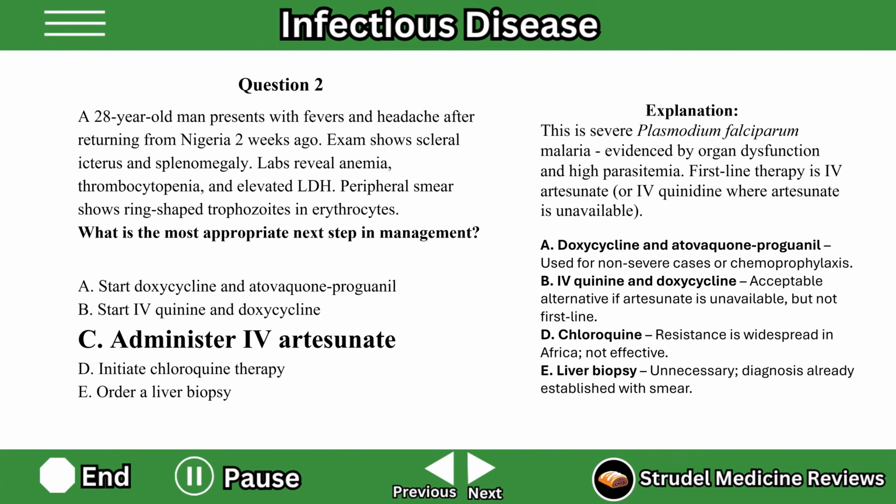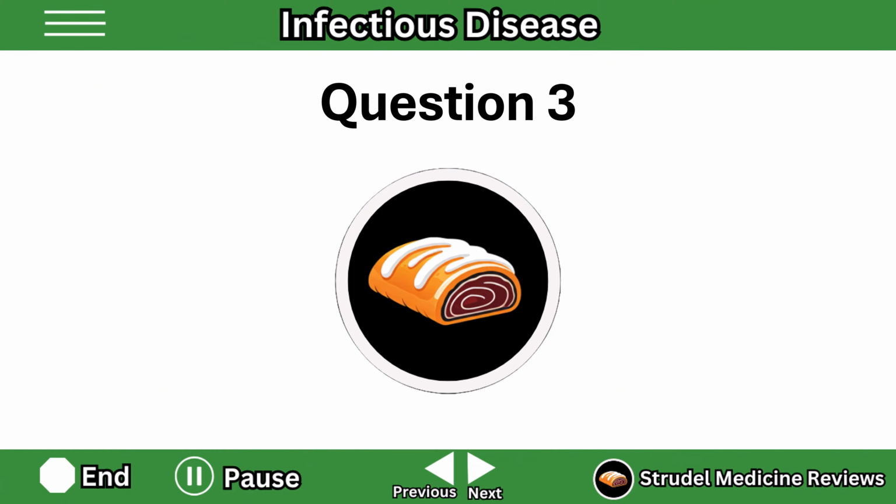So the other answer choices are incorrect. A, doxycycline and atovaquone is used for non-severe cases or for chemoprophylaxis. B, IV quinine and doxycycline is an acceptable alternative, but not first line. D, chloroquine, there's a lot of resistance that's widespread and it's not quite as effective as your ACTs. And then E, liver biopsy is unnecessary because your diagnosis is already established with your smear where you see the trophozoites.